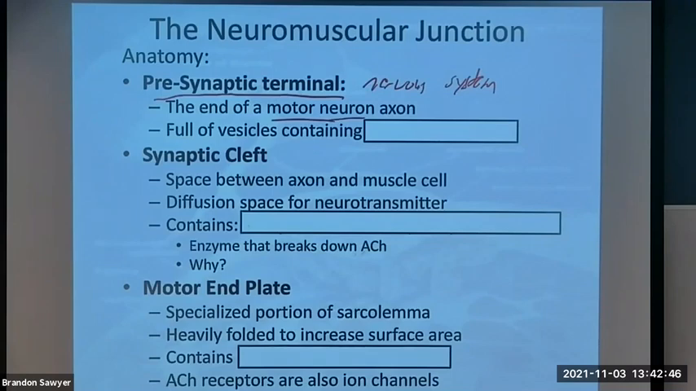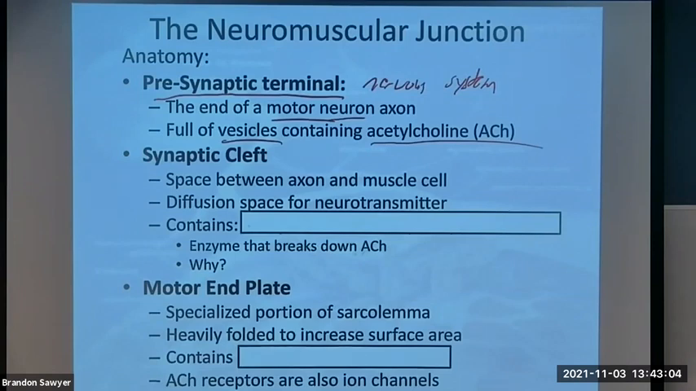This presynaptic terminal has a bunch of little vesicles in it that contain neurotransmitters, and the one for skeletal muscle is called acetylcholine. I'll abbreviate it as ACH most of the time when you see it in the notes. So that's the nervous system side.